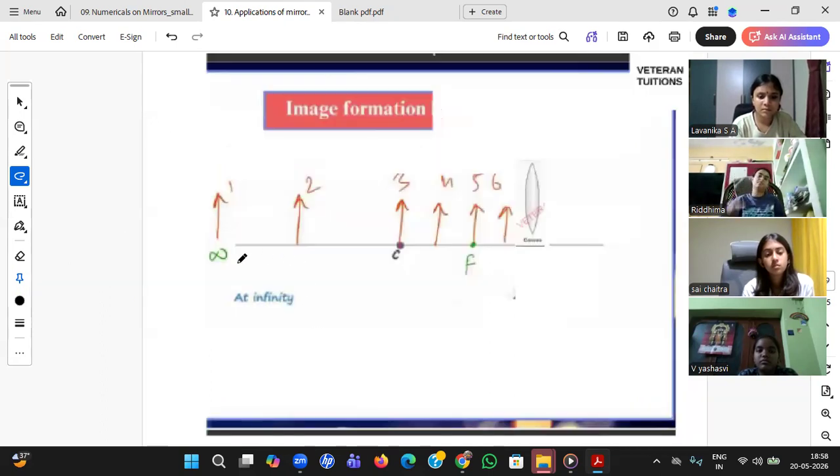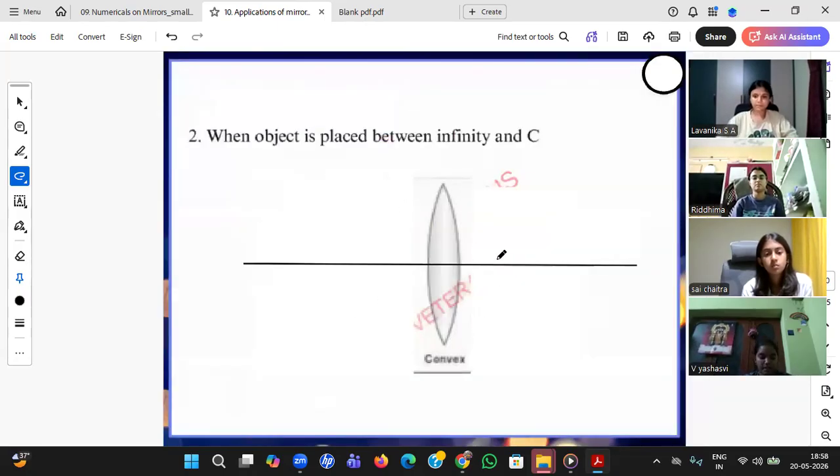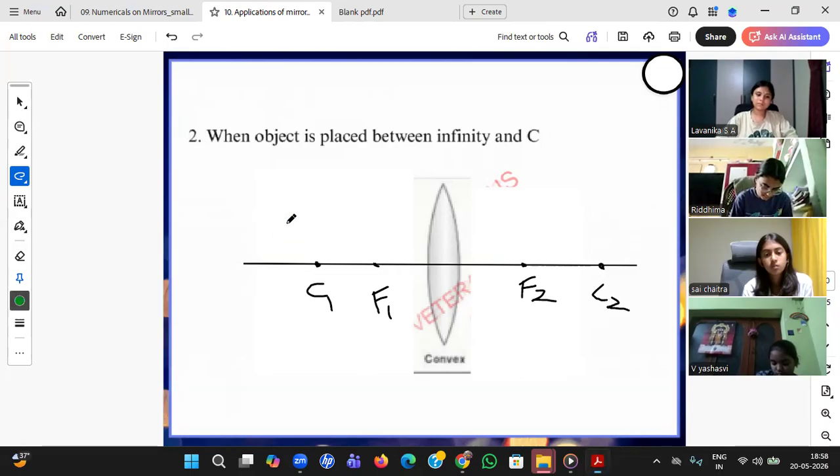Okay. Yes. Now let us go to case number 2. What is case number 2? The object is between infinity and 2F. Yes, Vishnu Maya. The convex lens is here. I am taking this as my center of curvature 1, focus 1, focus 2, center of curvature 2. I need to keep my object near the center of curvature, or you can also say between infinity and C1.